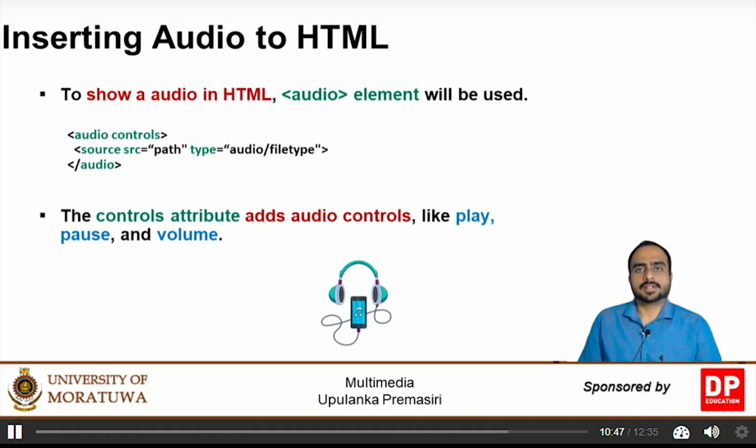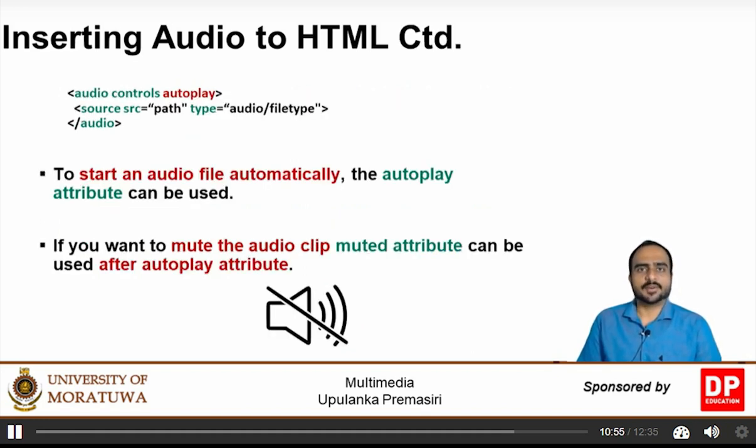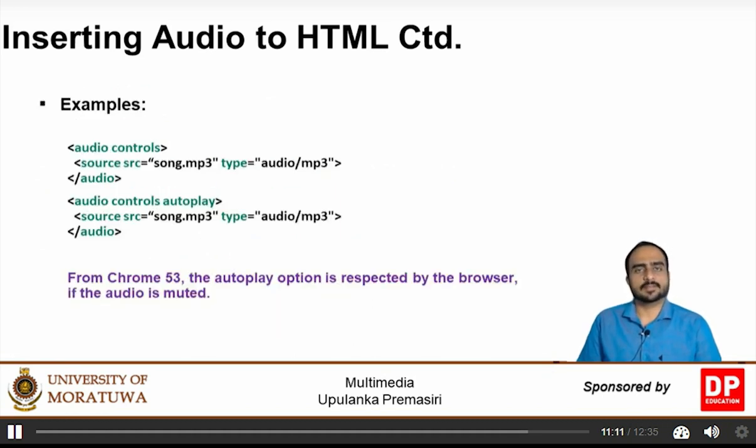If we add the controls attribute, we can see audio controls like play, pause, and volume adjustments. To start an audio file automatically, we can use the autoplay attribute after the controls attribute. If you want to mute the audio clip, the muted attribute can be used after the autoplay attribute. Let's go through these two examples.